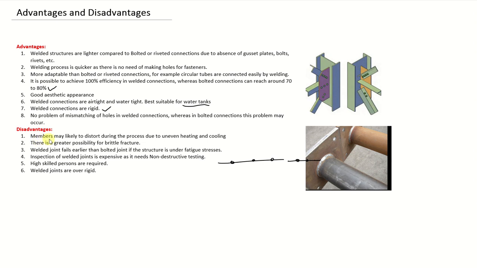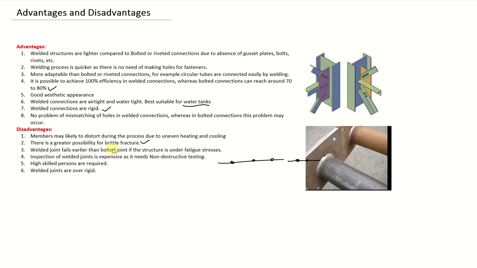These are all disadvantages. Members are likely to distort during the process due to uneven heating and cooling. You know the welding process is associated with heating of the metal and giving a permanent bond to the plates you are connecting. So there is a process of heating and cooling which is uneven that may cause the parent metal to distort a little. There is a greater possibility for brittle fracture in welded connections, and that may fail you without warning.